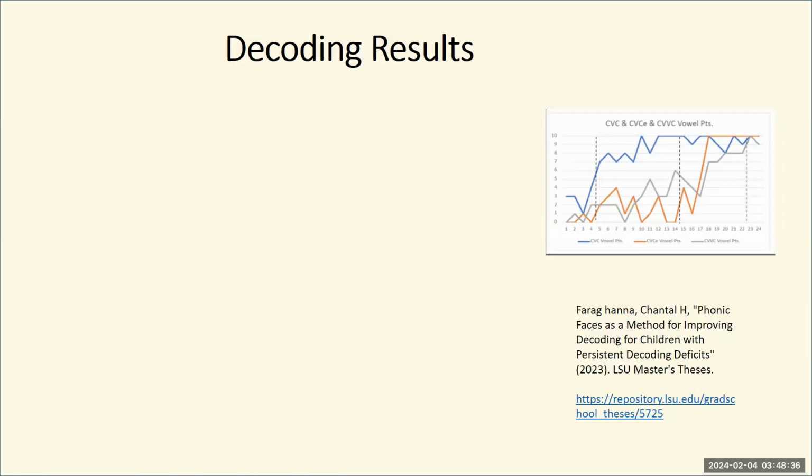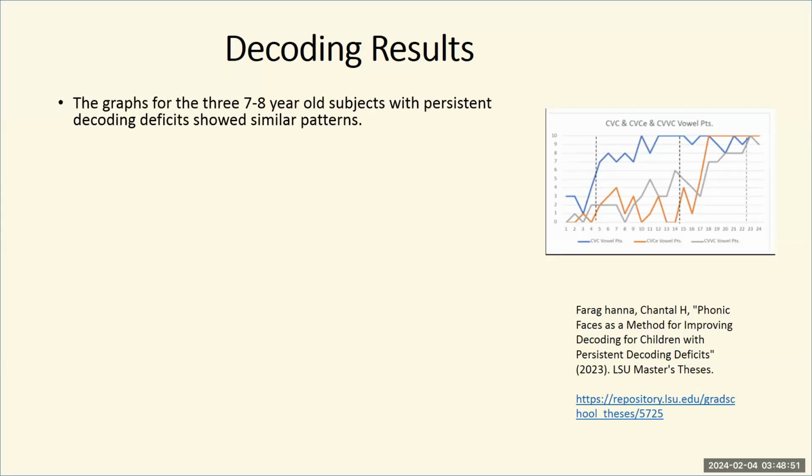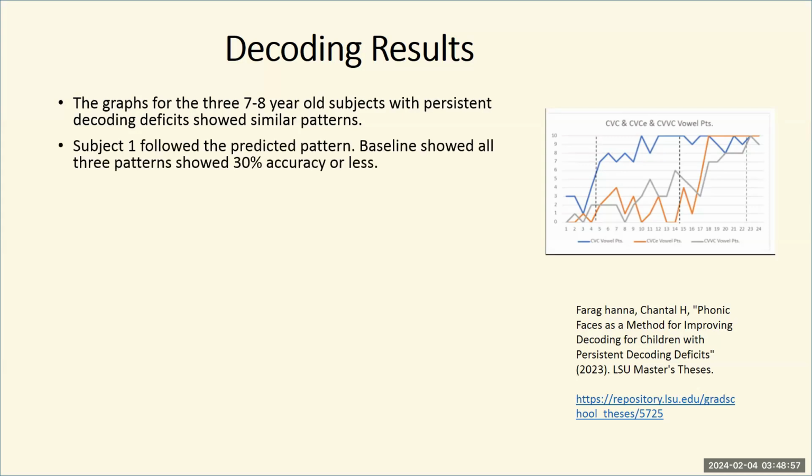Okay, so the Chantal Farakhana study intervened with 3 7- to 8-year-old students with persistent decoding deficits. All 3 subjects showed similar patterns of learning. The graphs for the 3 7- to 8-year-olds were similar. Subject 1 followed the predicted pattern. The baseline showed all 3 patterns at 30% accuracy or less at the beginning.